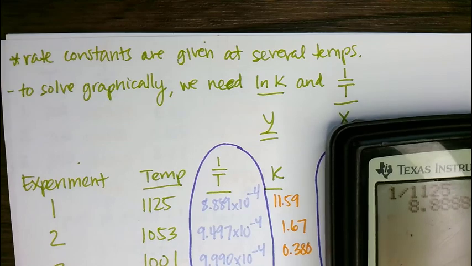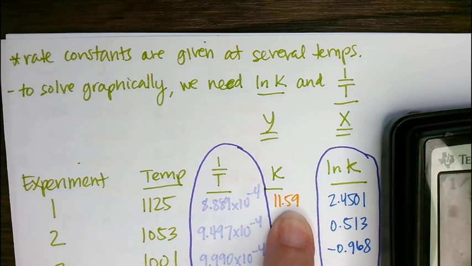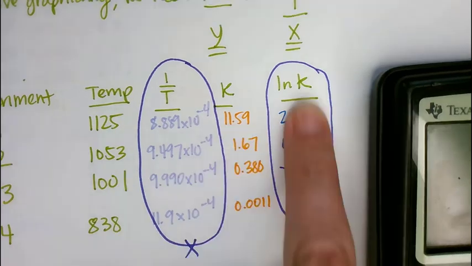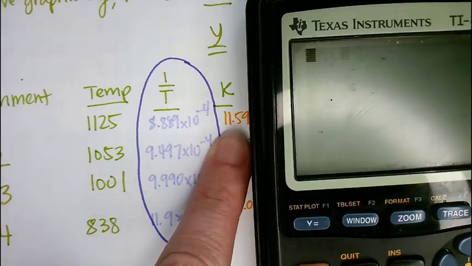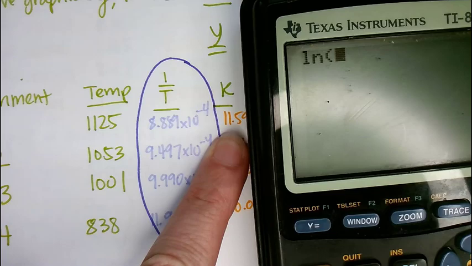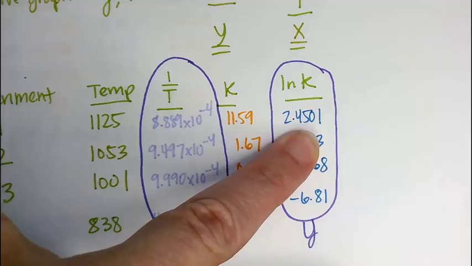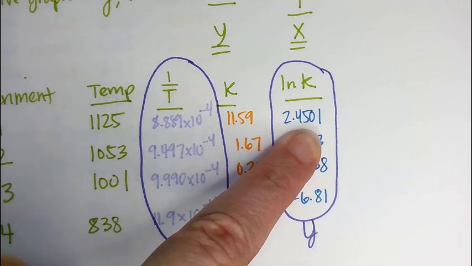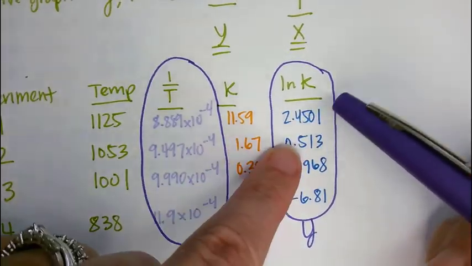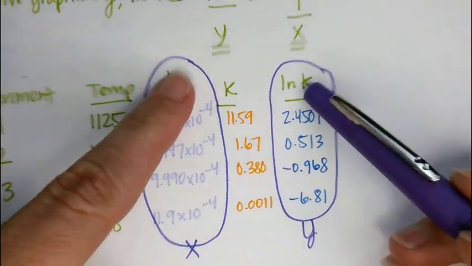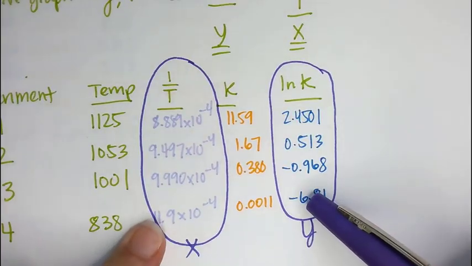So I have a new column that I made here with my 1 over temperature. So I did that for all 4. I was given K values. So the first K value was 11.59. So I made another column here. So I did the natural log of 11.59, 2.4501. So I made another column of my natural log of K and a column of my 1 over temperature.